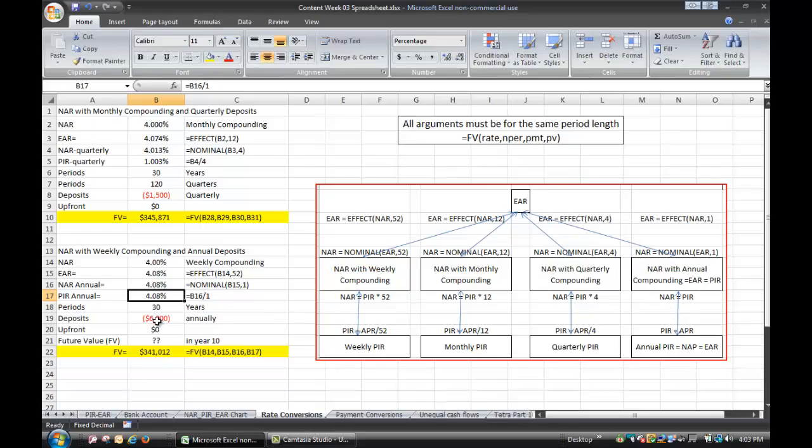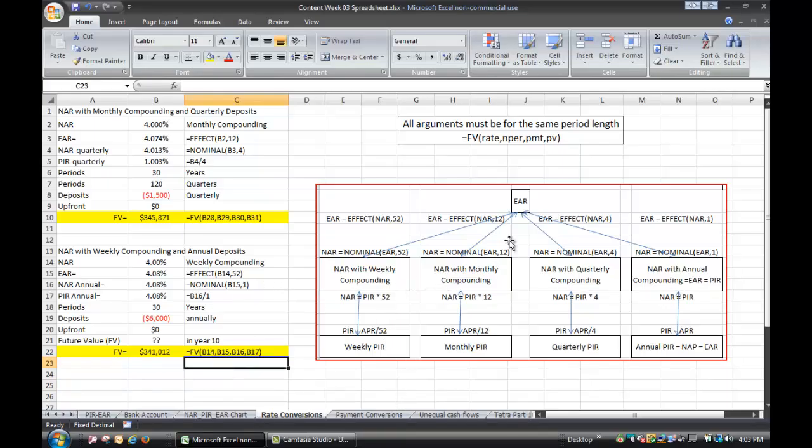So again, if we have a $6,000 a year deposit, upfront 0 for 30 years, put that in this function. B17 is the 4.08%, B18 is 30 years, payment $6,000, B20 is 0 upfront, and it ends up to be $341,012. Again, we made all three to be the same time period.